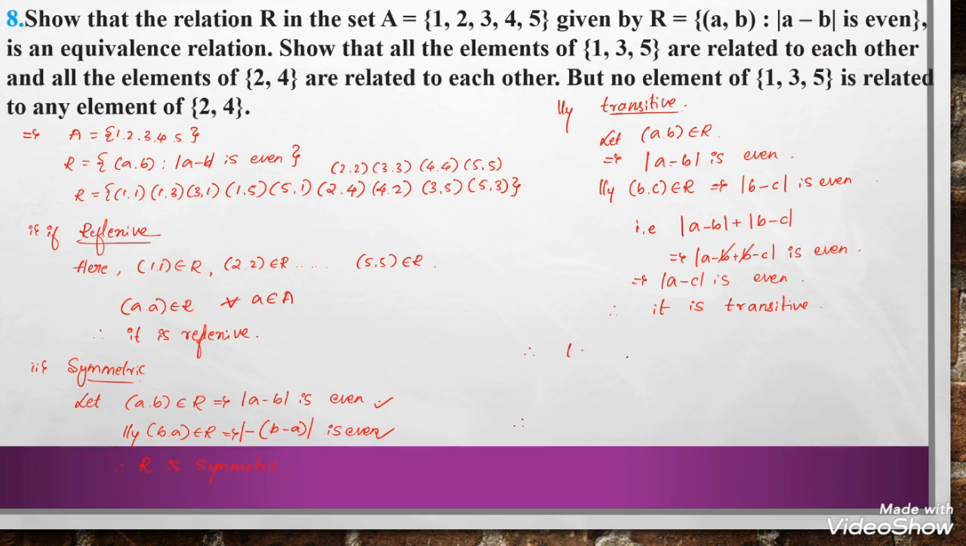Therefore, the given relation satisfies all the conditions, that is reflexive, symmetric and transitive.